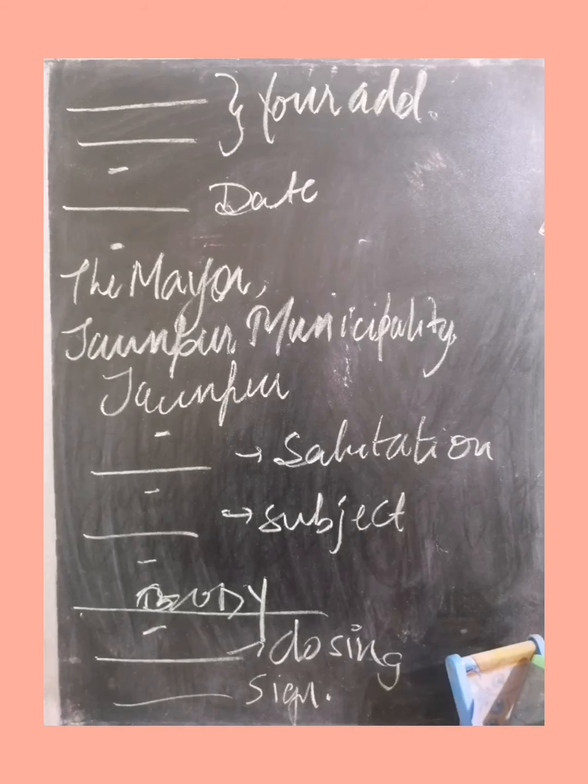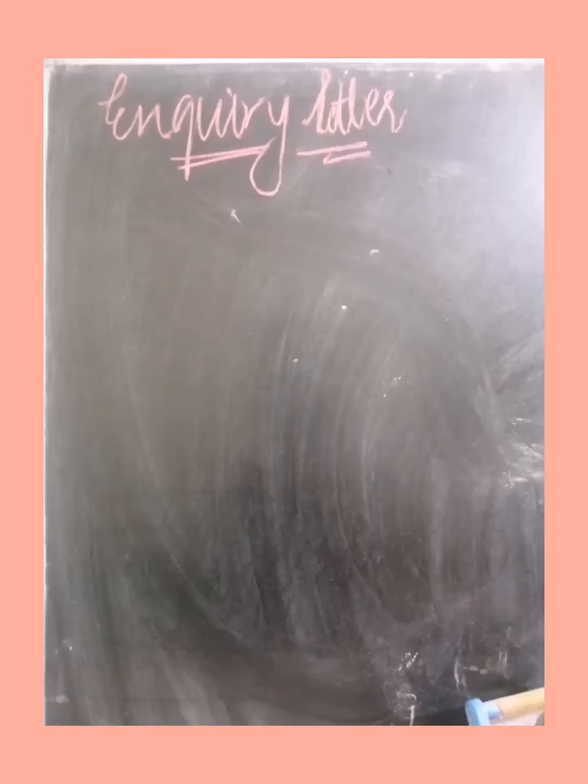Now your address in 2 lines, then after 1 line you will write the date, then after 1 line you can write the mayor. Here I have written the area Jaunpur municipality, and then next line Jaunpur. Okay, so this is their address, or the receiver's address. Now after 1 line you will write the salutation, then subject, then body. You can write in 4 paragraphs, that method that I have told you, and then closing, and then your signature.